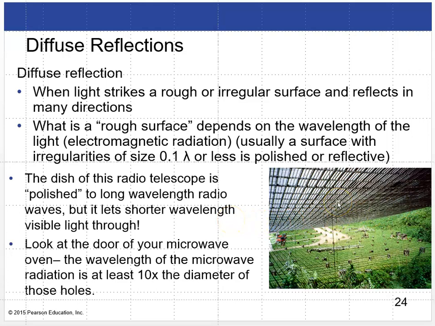And you can see this in the door of your microwave oven. If you look through the door of your microwave oven, there's a screen in there. It's got little holes in it. The wavelength of microwave radiation is at least 10 times the diameter of those holes. But light has such a short wavelength that the light goes through the holes. But to the microwave radiation inside the oven, that's a mirror.